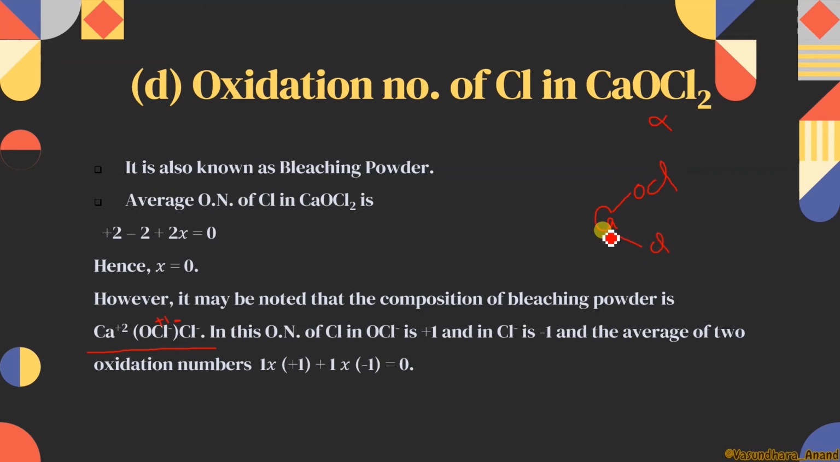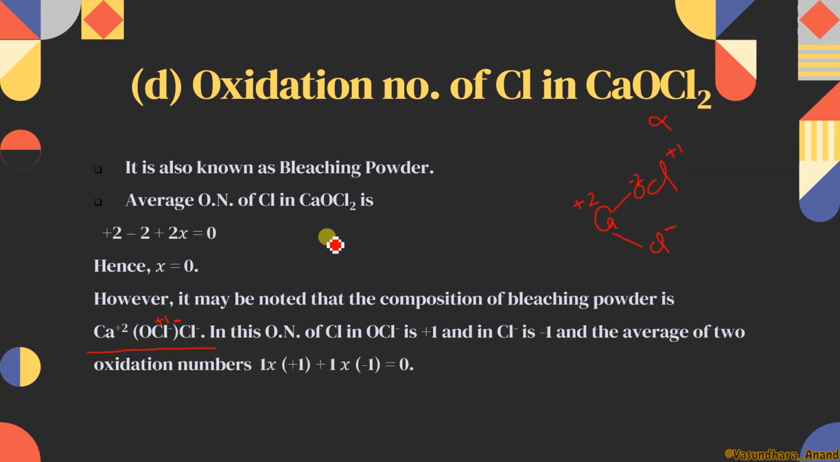So this calcium is directly attached, so it will have plus 2, and this chlorine is directly attached to this, so it will have negative. While this chlorine is attached with the electronegative element, so this one is minus 2, so obviously it will be plus 1. Clear? So this is the structure of calcium hypochlorite chloride. And if you check the average, you will get 0. So what came out was the average oxidation number of chlorine in CaOCl2.